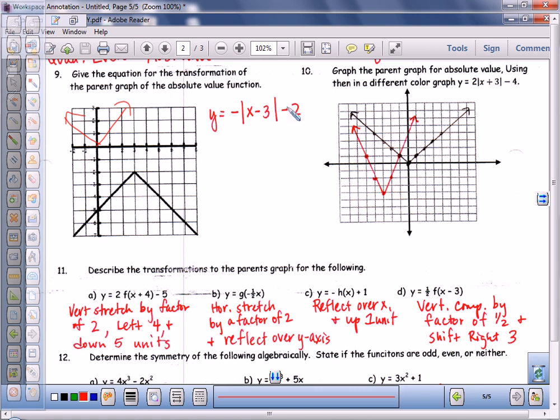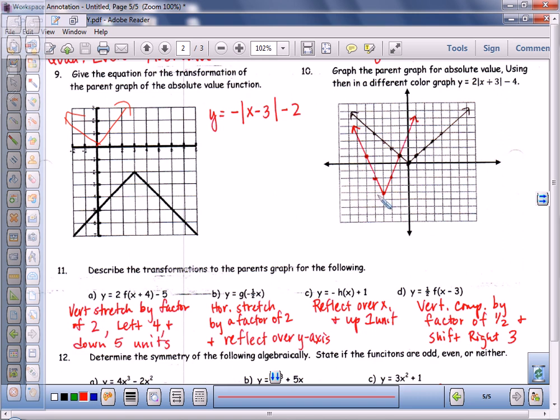Yes, sir? Is it considered wrong if you put f of x equals negative f, and then absolute value x minus 3 minus 2? I'll come look at yours. I'm not quite sure what you're saying, but I'll come look at it. If there's an f after the negative, would you count that off? I got it moved down 2, right. Okay, I see what you're saying.